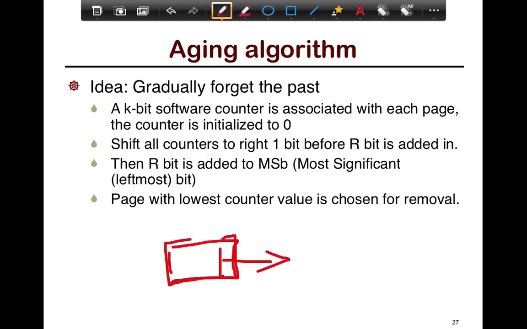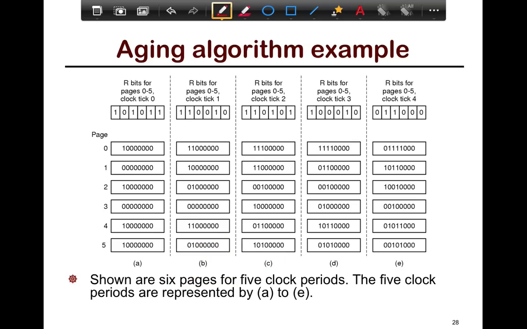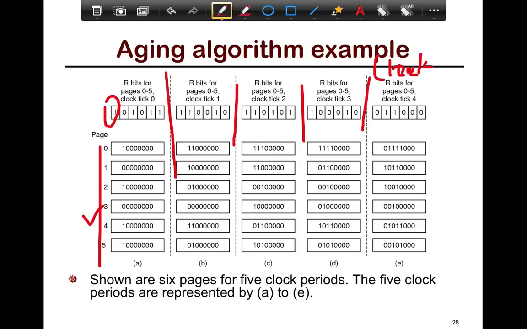So if you look at the way this whole thing works, it's easier to illustrate with an example. In this case, I've shown you 5 pages. Each of these hashed lines indicates a clock period, right? And in this given clock period, I'm going to add the following references. For example, page 1 was referenced, page 2 was referenced, page 3 was not referenced, and page 2 were not referenced.